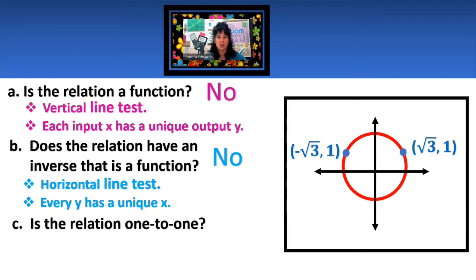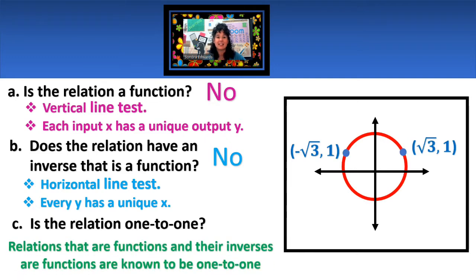The follow-up question is, is the relation known to be 1-to-1? Really, it's every x has a unique y, every y has a unique x. But our test there is if we were to answer yes to both part A and B, then this relation would have been 1-to-1. But since we didn't, no, it is not 1-to-1.